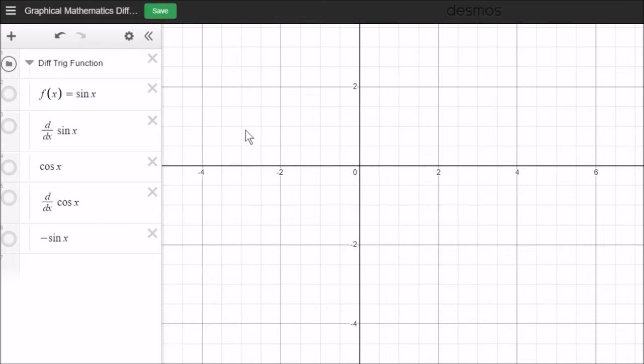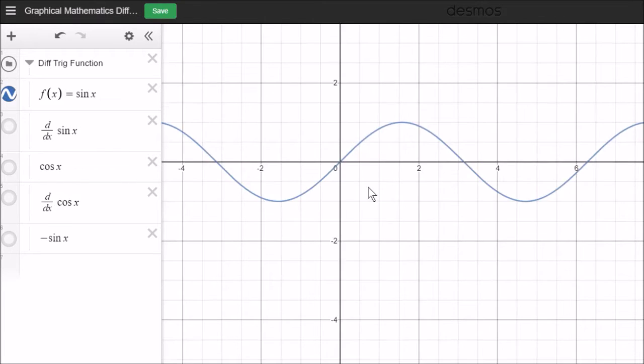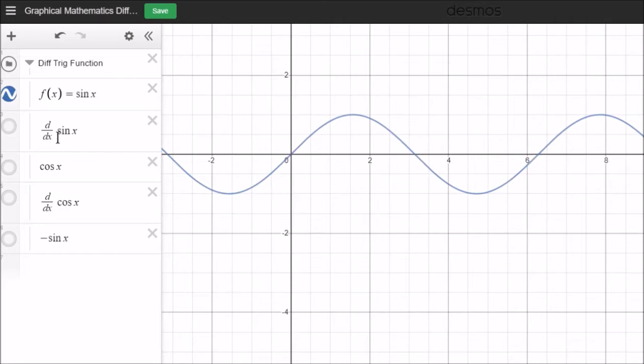Let's look and see what happens when we differentiate sin x and cos x. So we'll start off with our sin x function. So that's our sin x function here. Now we can differentiate it here, so if I click on this it will give you the differentiated function. So this is the differentiated function.